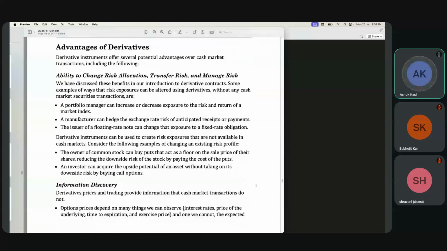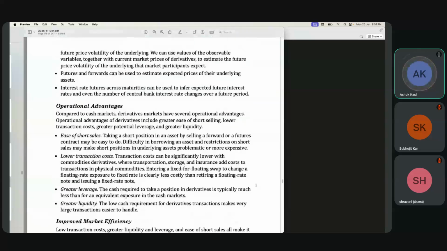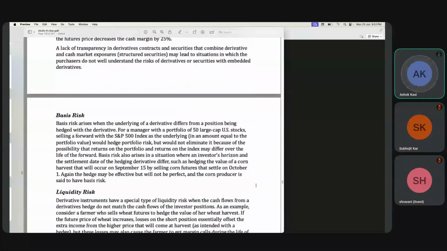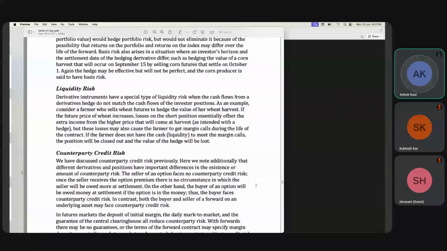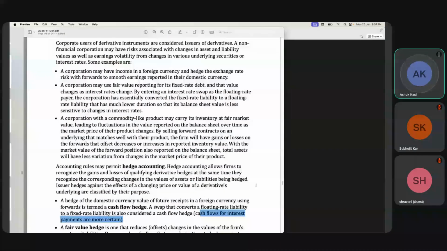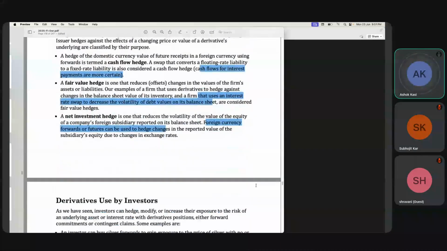So these all are basic stuff only. Yeah, we did this hedge accounting right yesterday. Yes, sir. Yeah, this interest rate payments. This is this cash flow hedge.